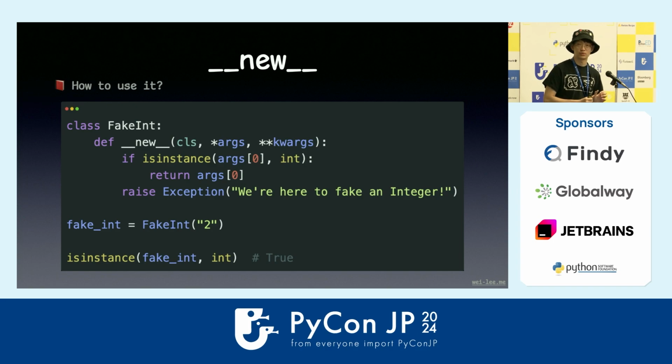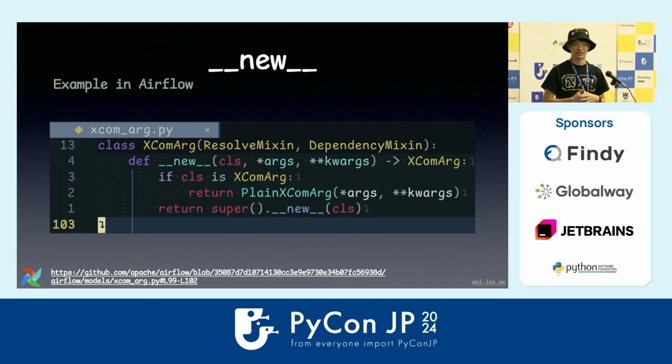Like this one, if you define a Dunder method when the class is called, you can do some checks, or you can check the argument that's passed into the class. So for this one, if you pass an integer as the first argument of this class, it will actually return an integer itself. So if you look at the last line, it's actually an integer. And we actually use it in Airflow.